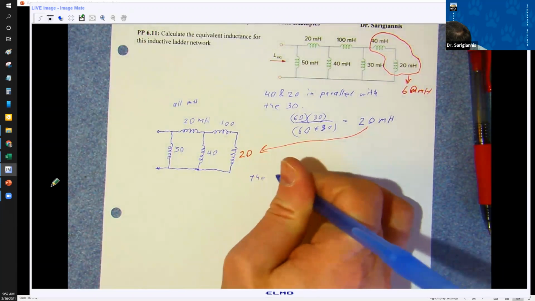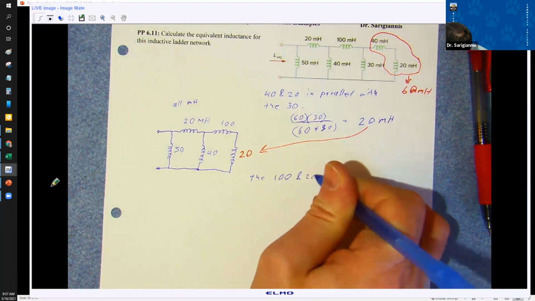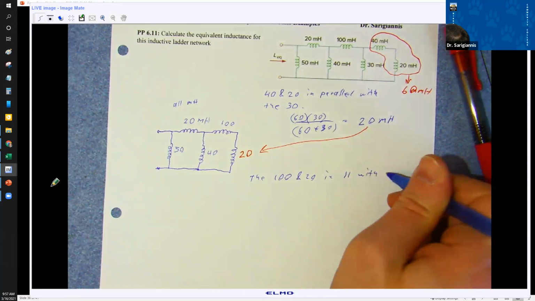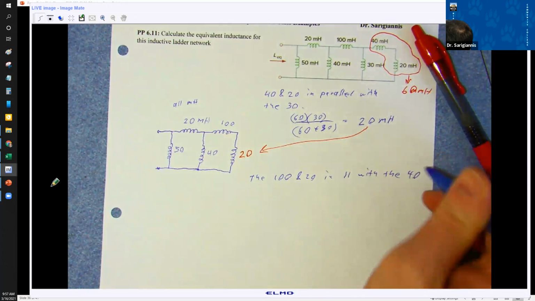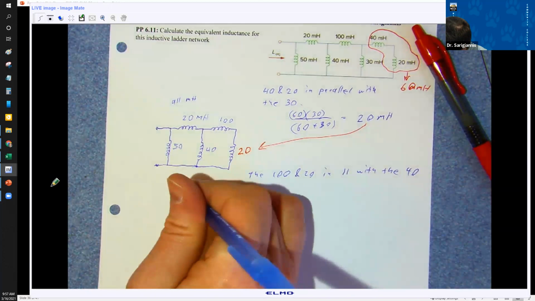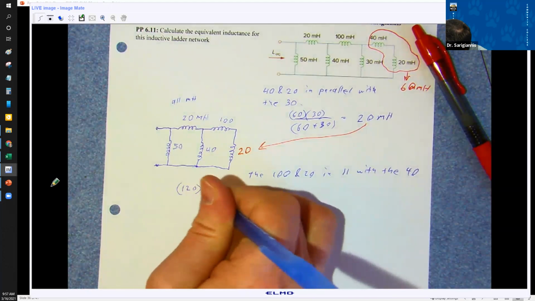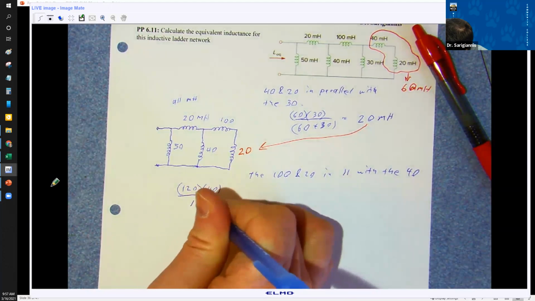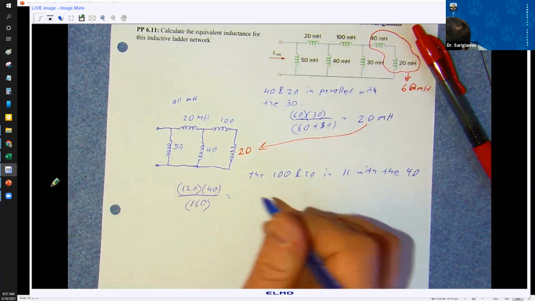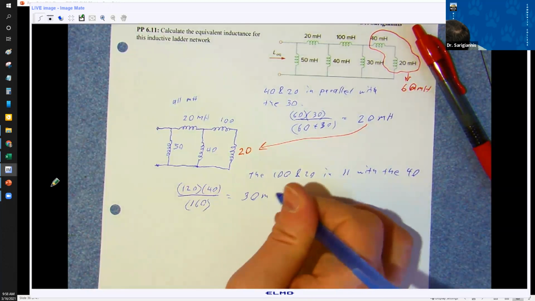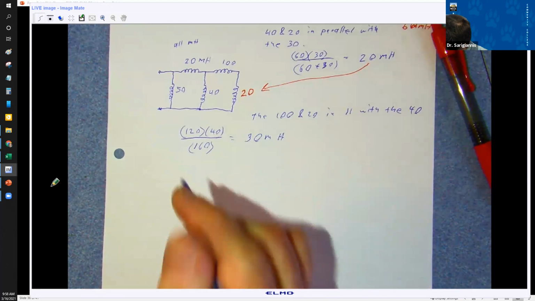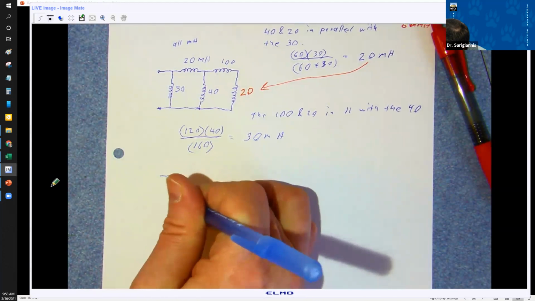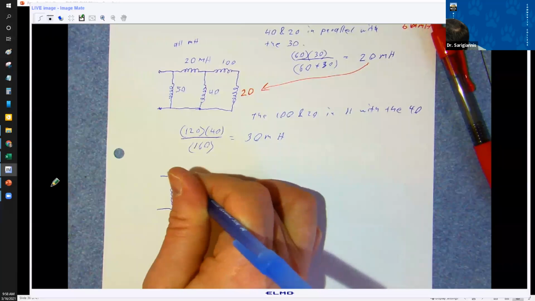The 120 in parallel with the 40. Right, so I've got 120 times 40 over, we just add them up in our heads, 160. And this gives us 30 millihenries. So again, just going through the same steps you would for a resistor network. Not too complicated.